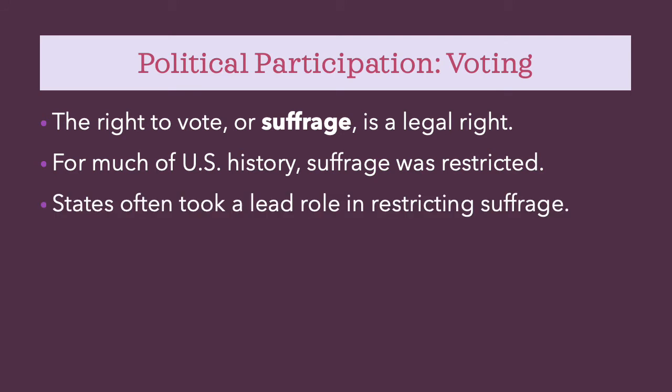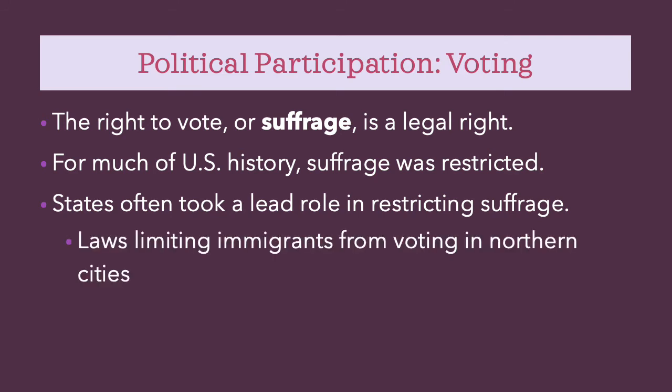So for a lot of our history, suffrage was not universal, it was restricted. And states often took the lead role in restricting suffrage. As we'll learn in this chapter and the next, the Constitution gives states the powers to hold elections and to place requirements on who can vote. Because states have those powers, you really have a patchwork of different laws regarding who can and cannot vote. An example your textbook talks about is that as more immigrants came into the United States, northern cities and northern states passed laws limiting immigrants from voting in those areas.